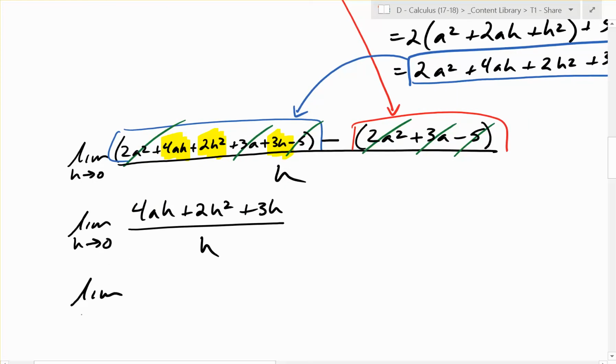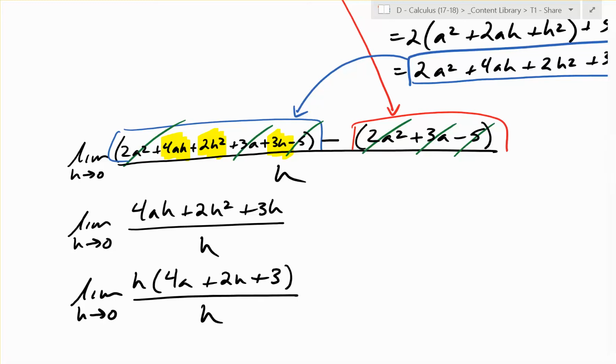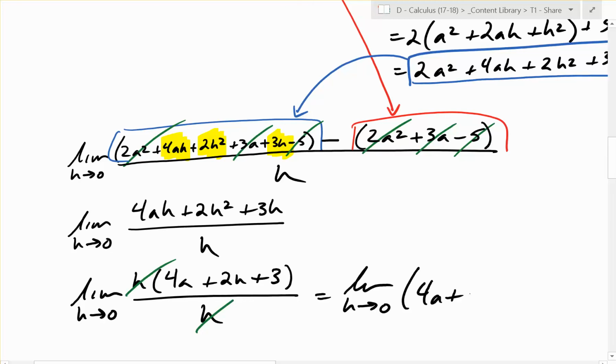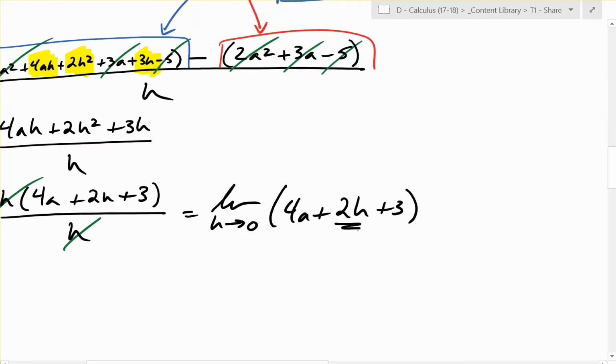You can now factor out of the numerator. You can factor out an h, not a 4, an h. So it's h times 4a plus 2h plus 3 all over h. Now what cancels? Oh, the h cancels. We're almost done. We have the limit as h goes to 0 of 4a plus 2h plus 3. If h is going to 0, this term goes to 0, meaning you end up with 4a plus 3.